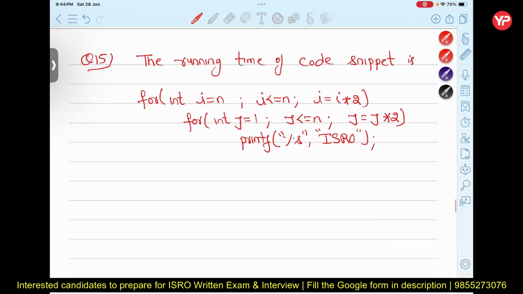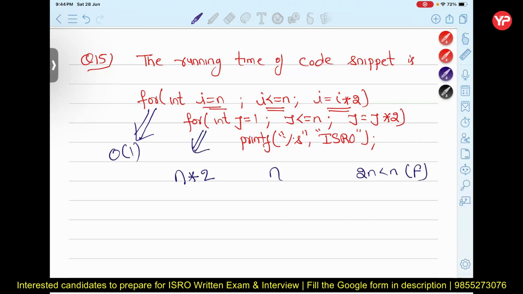Next, the running time of the code. We need to find the time complexity of this code. See, i equals 1, i less than or equal to n, i equals i into 2. Can anybody tell me the running time of this algorithm? The running time of this algorithm is constant because we start from n, we have to stop at n, and next time the value is n into 2, 2n. Is 2n less than n? False. So this for loop executes only one time.